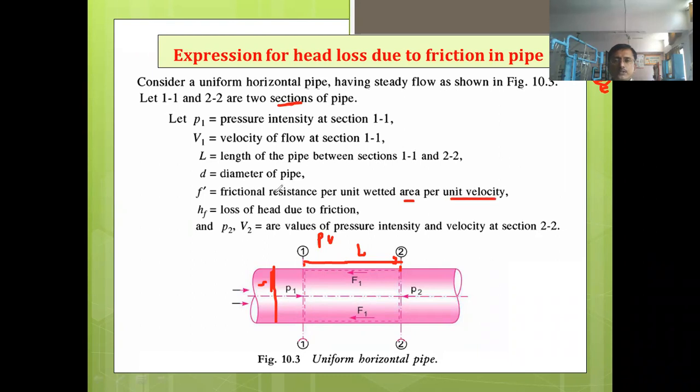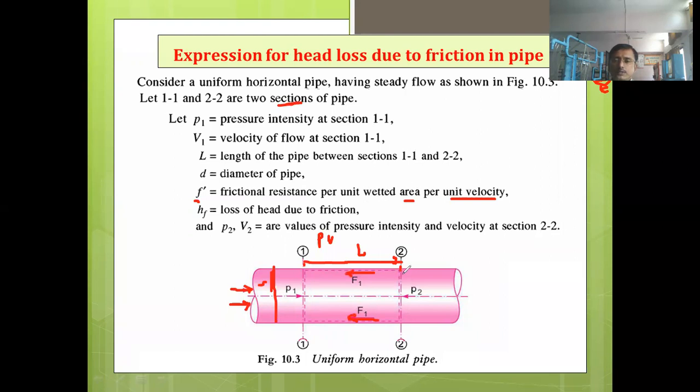Okay, what is this F dash? F dash is frictional resistance. It is the resistance, and the resistance कोणत्या डायरेक्शन मध्ये दाखवेल? जर वेलोसिटी, पाणी या डायरेक्शन मध्ये फ्लो होत असेल, तर रेजिस्टन्स, जो फ्रिक्शनल रेजिस्टन्स आहे, तो त्याच्या अपोजिट डायरेक्शन मध्ये या ठिकाणी ऍक्ट होईल, लाईक दिस. ओके, F dash is the frictional resistance per unit wetted area.